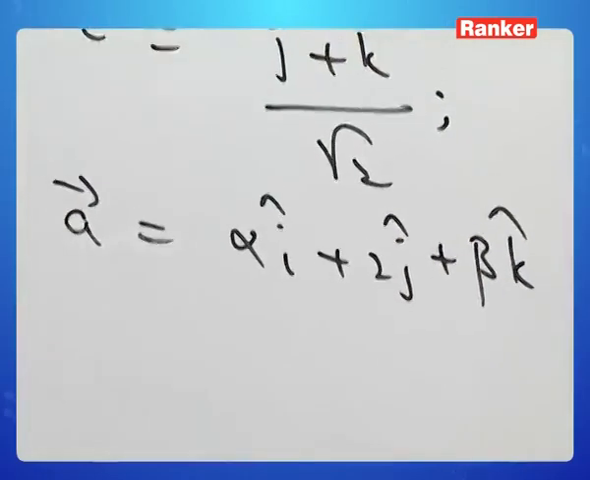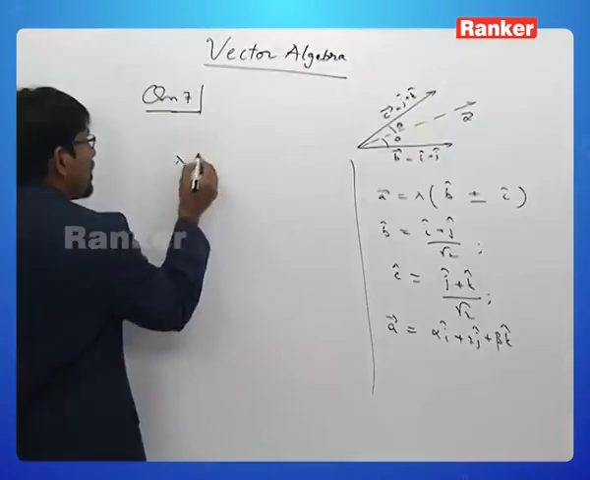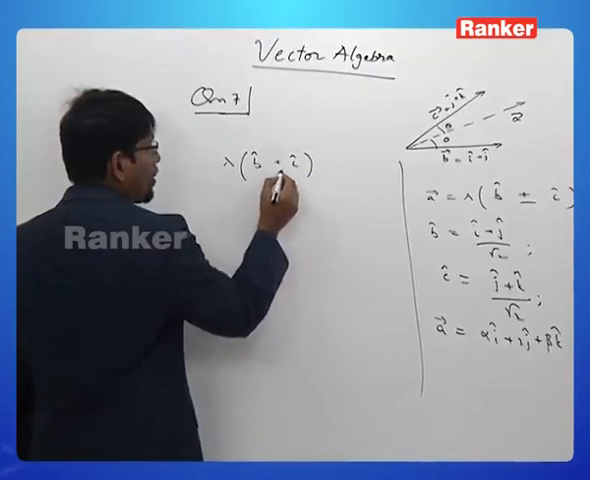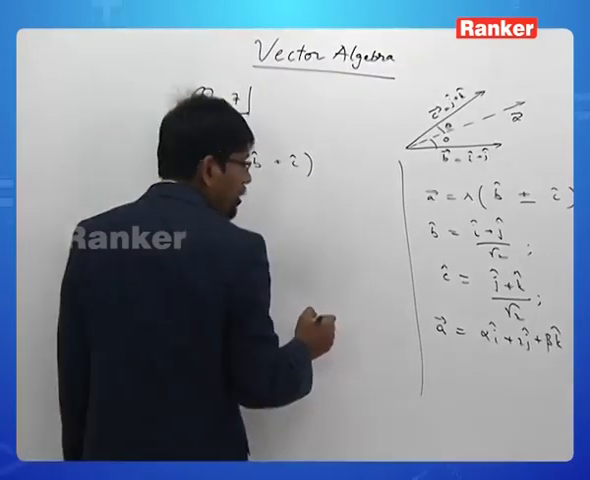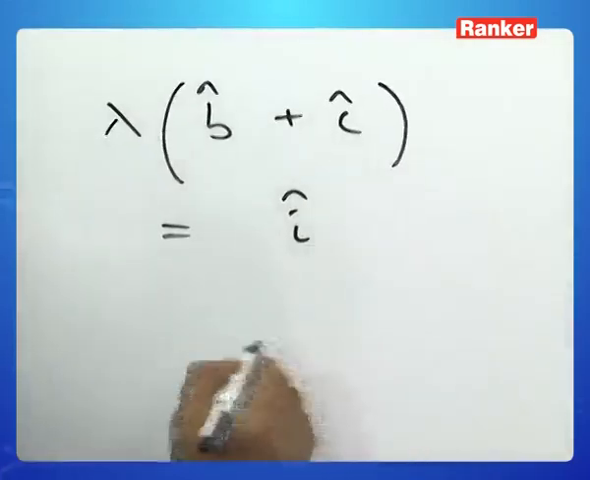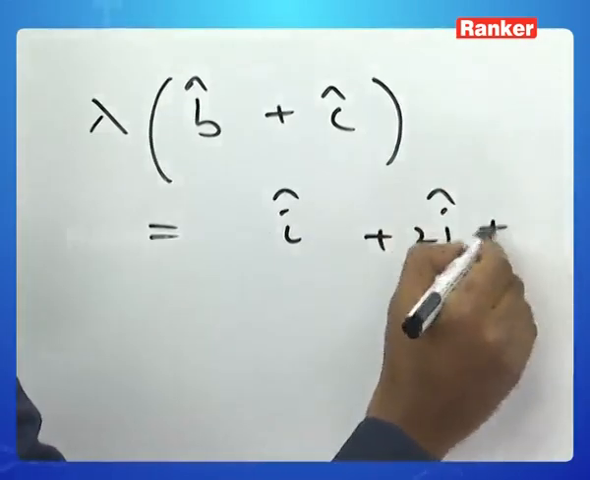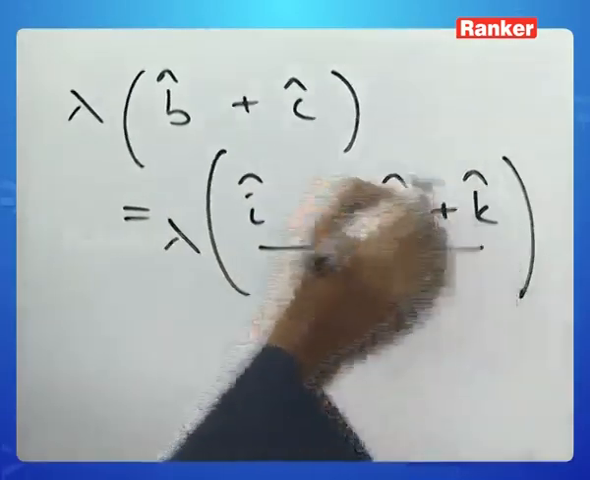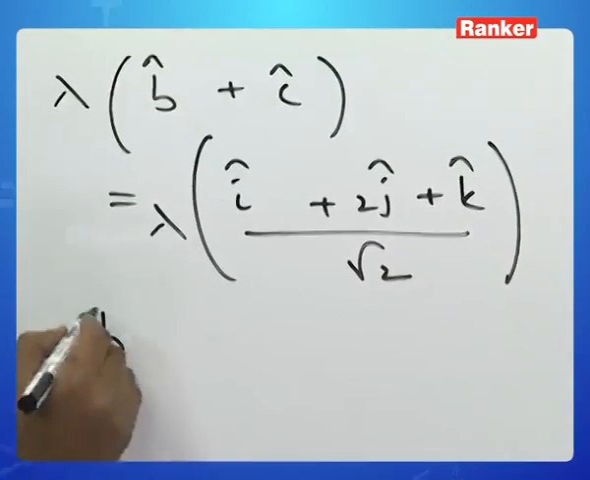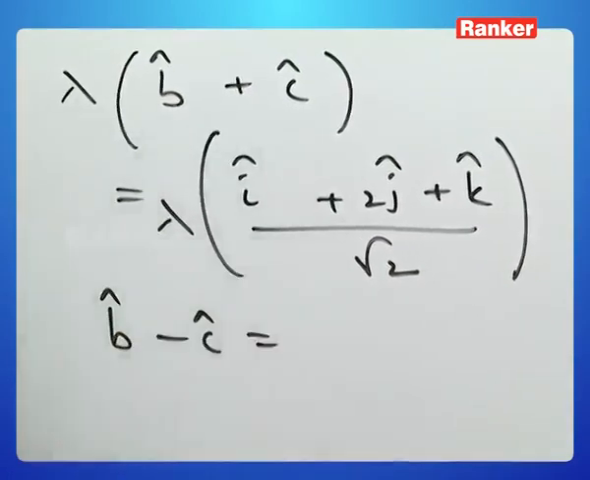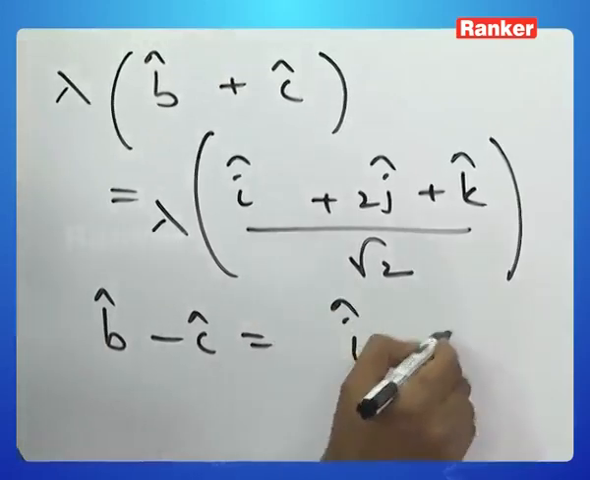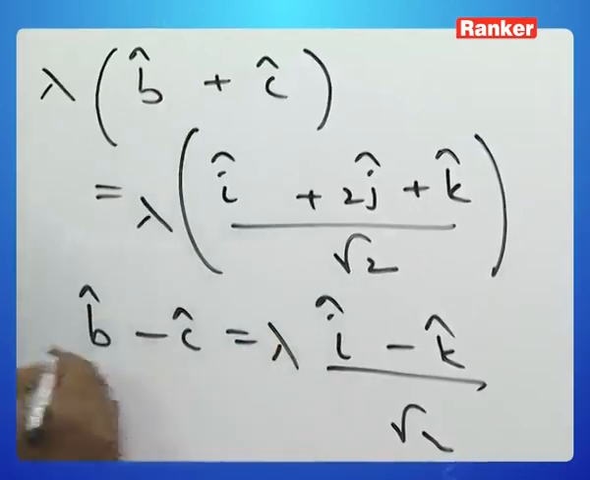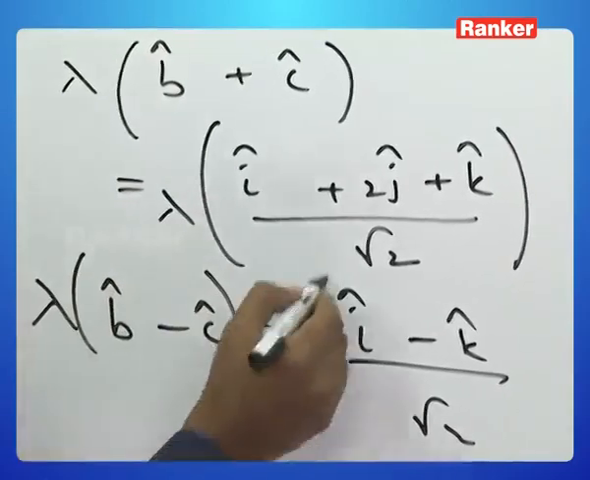Okay, then what about lambda times b cap plus c cap? Lambda times b cap plus c cap would have been I plus 2j plus k by root 2, lambda times of that. What about b cap minus c cap? That would have been I minus k by root 2, lambda times of that, lambda times of b cap minus c cap.